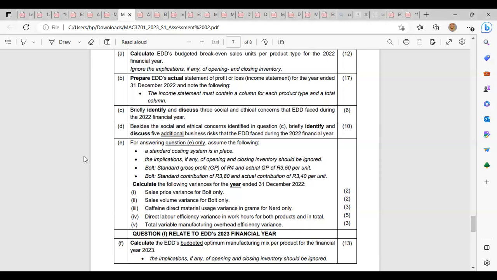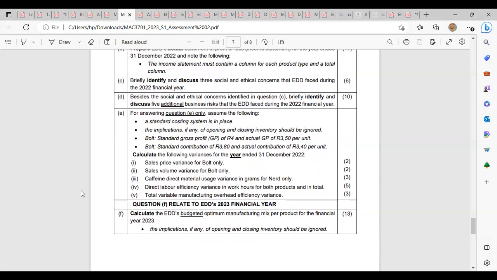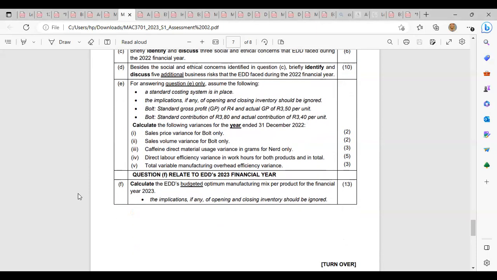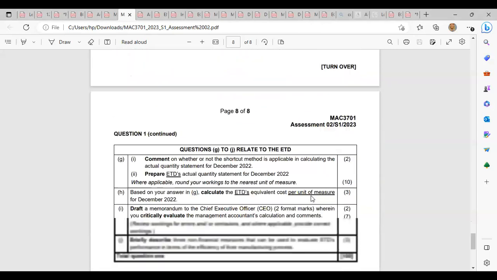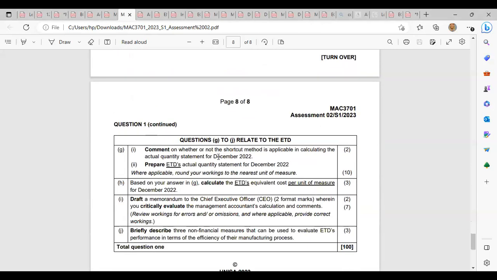And then from there, of course, we'll be doing the variance analysis from part E, and then the budgeted optimum mix. So we are still on variable costing here, and some of the methods used. Comment on whether or not the shortcut method applies. This one you can pick up yourself. I think I'll come in on the actual statements. Maybe we'll start off with the preparation of the actual statement.